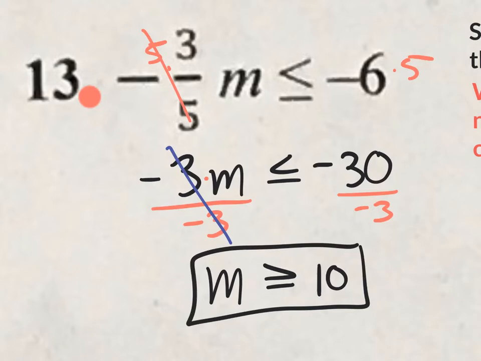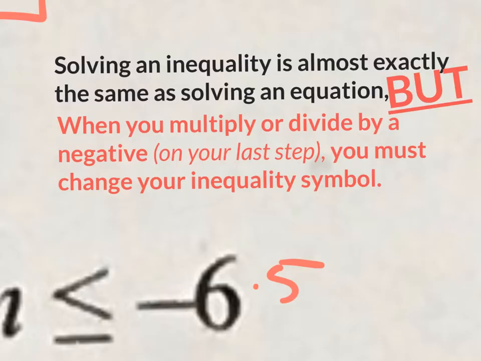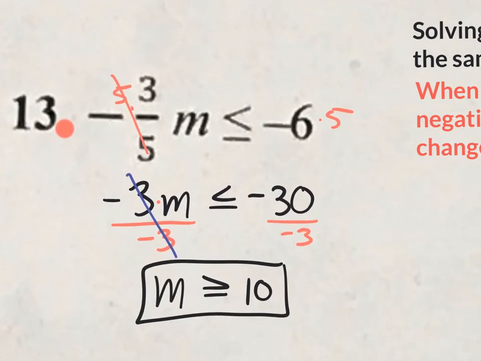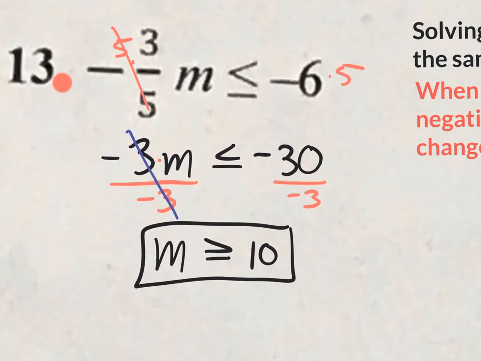That's your answer. Now, let's say there was no negative sign here. I would be dividing by a positive 3. I wouldn't flip it if I were dividing by a positive 3. But again, the instructions on our notes say that when you multiply or divide by a negative on your last step, you must change your inequality symbol. So right there, we divided by a negative 3 on our last step. That's why we flipped the inequality symbol. It was less than, now it's greater than.